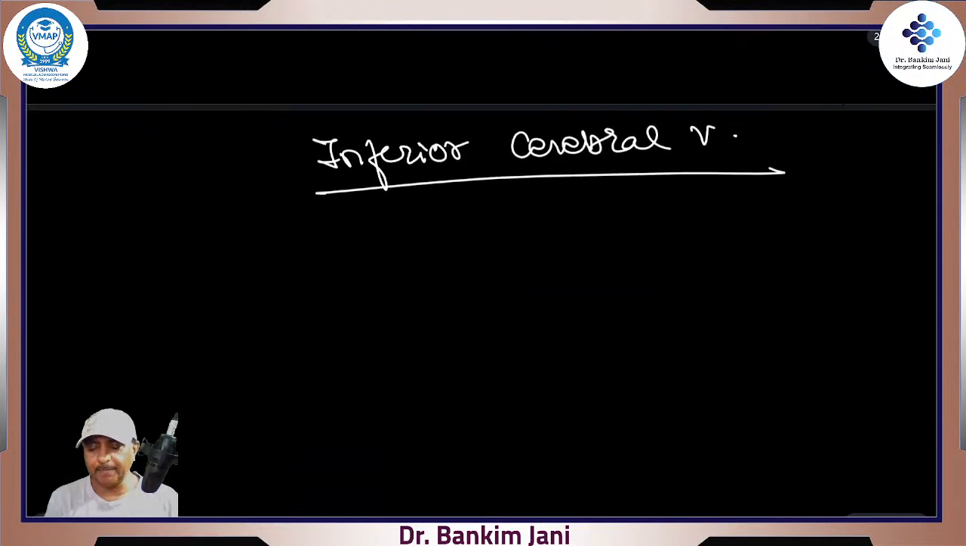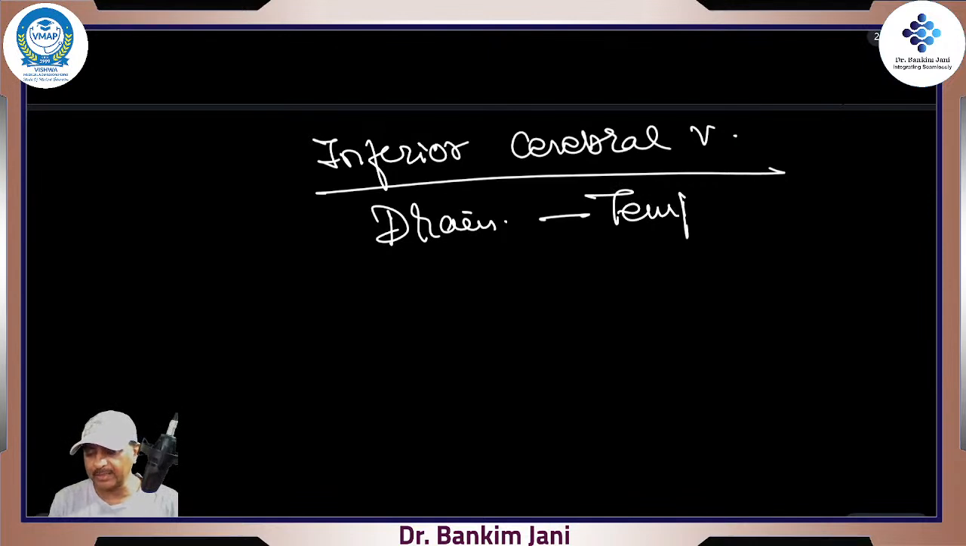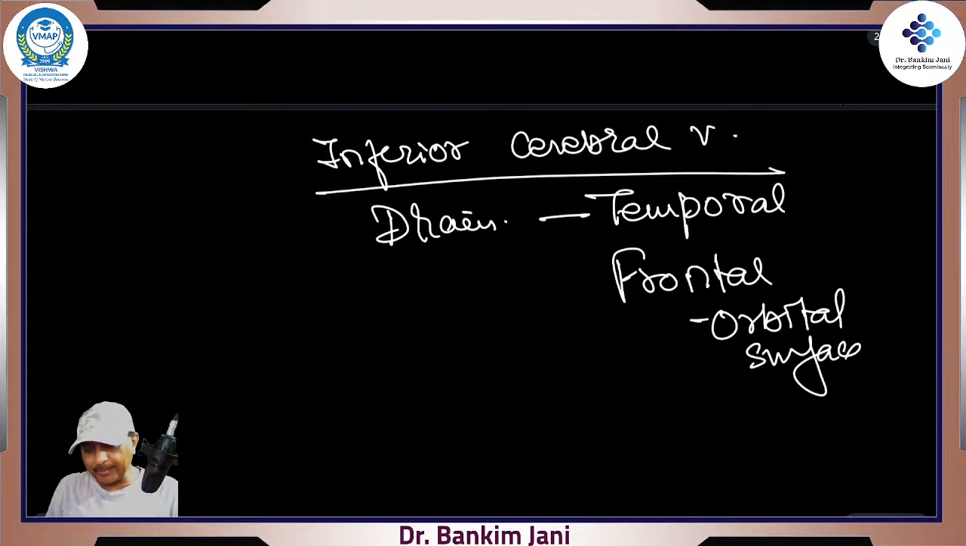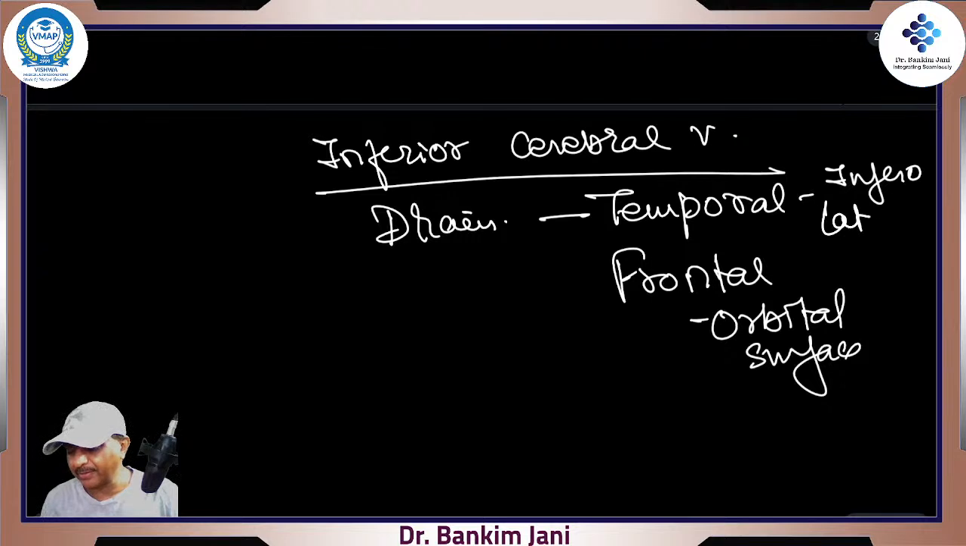So these inferior cerebral veins, they would drain two lobes. Temporal, because they are the only ones present over there, and the frontal. In frontal, from that orbital surface, right? And in temporal, that inferior and lateral, because that's where they are. So this is the inferolateral surface. That's what is drained.